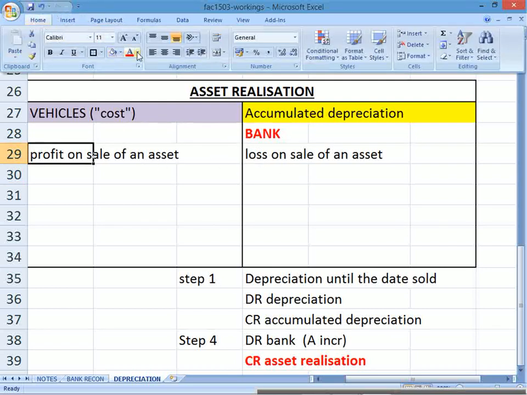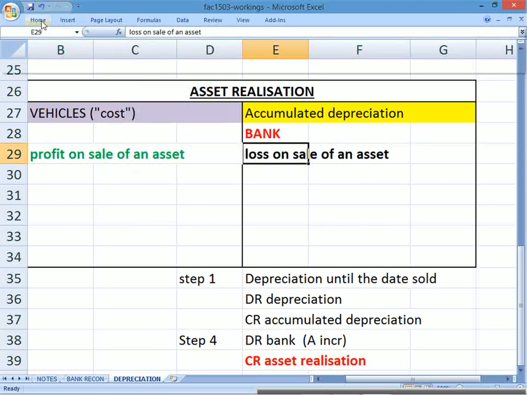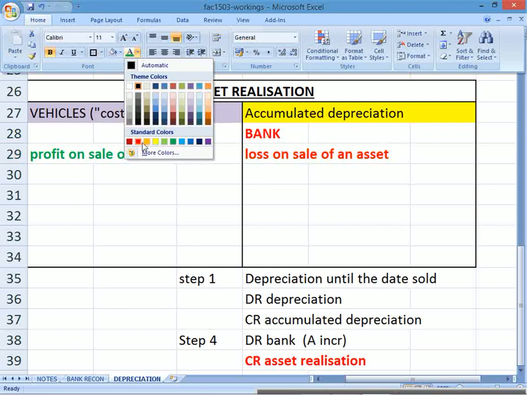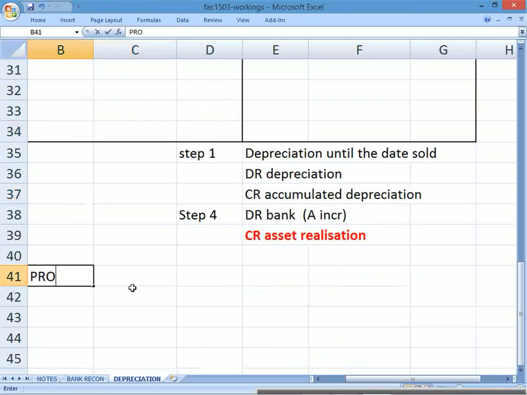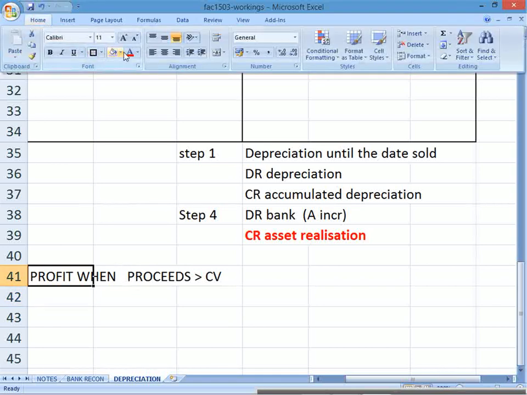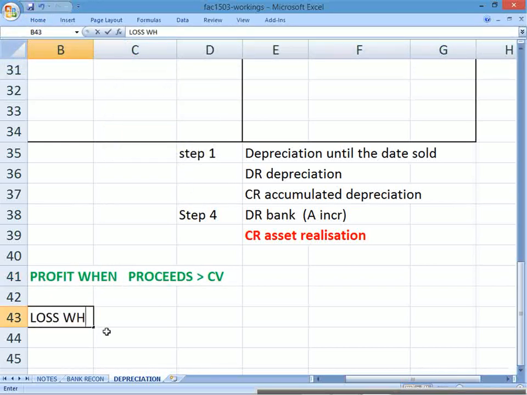Okay, so if I have a profit on sale, when does the profit on sale occur? It occurs when my carrying value is lower than the proceeds. Okay, i.e., let me do this at the bottom here. Profit when proceeds greater than carrying value. Okay, you've sold something for more than what it's worth. Does it make sense? Okay, that gives you the profits. Loss when proceeds are less than carrying value. That's when you have a loss.